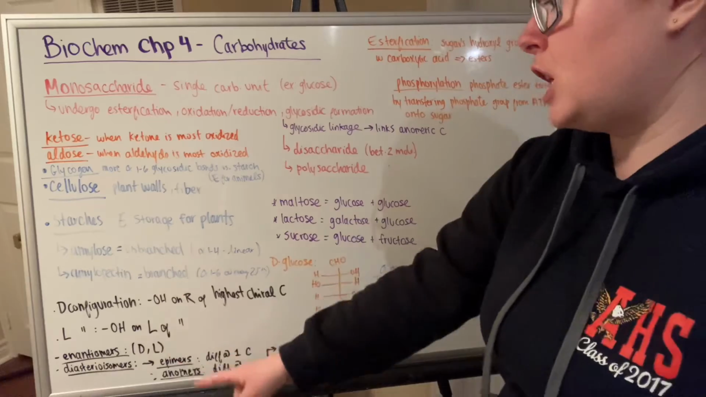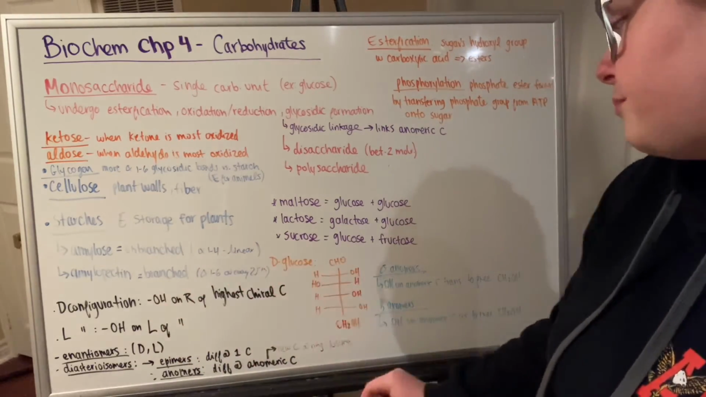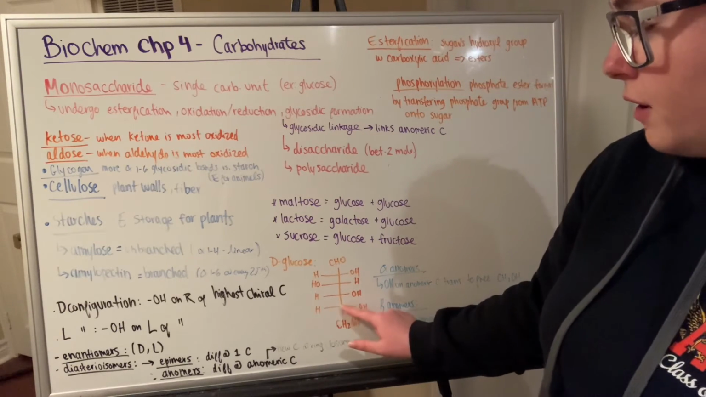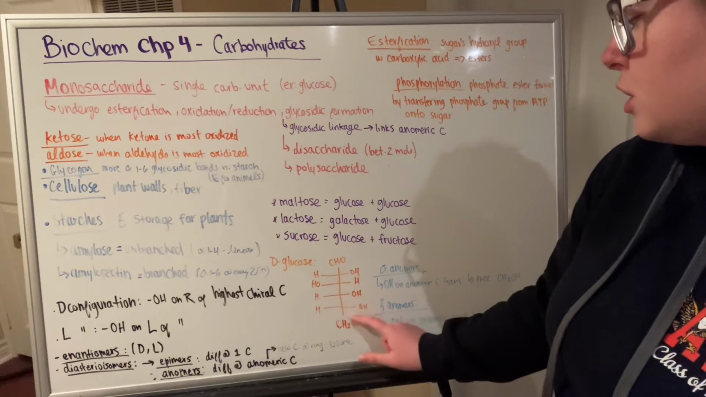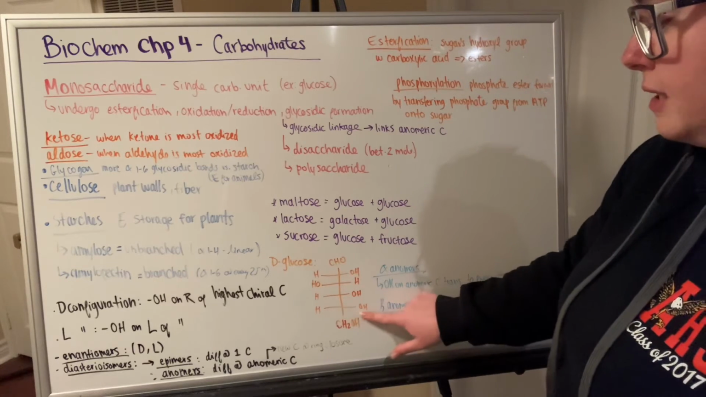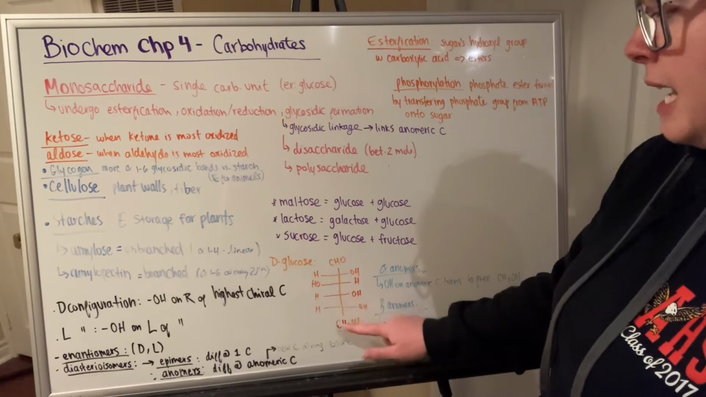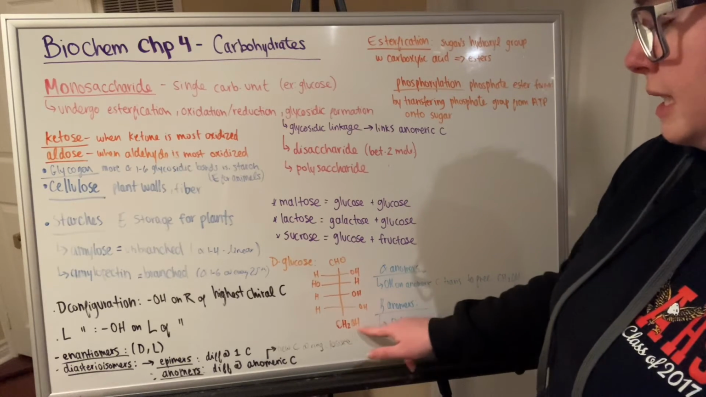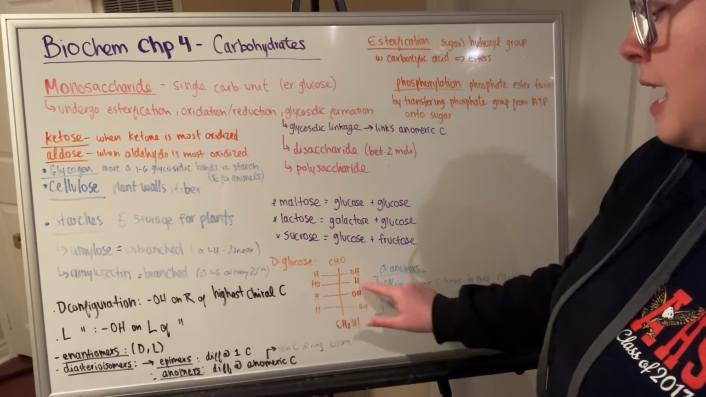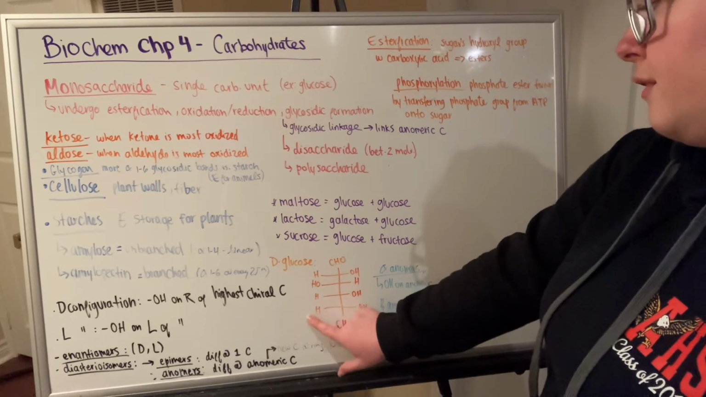Because we said D configuration, the OH is on the right of the highest chiral carbon. So in this case, the highest chiral carbon is right here, okay? And the OH is on the right. It could be here or here, but it's on this right-hand side of this highest chiral carbon. So this is the highest chiral carbon here, and the OH is on the right. If the OH was on this side, you would have L configuration, okay?